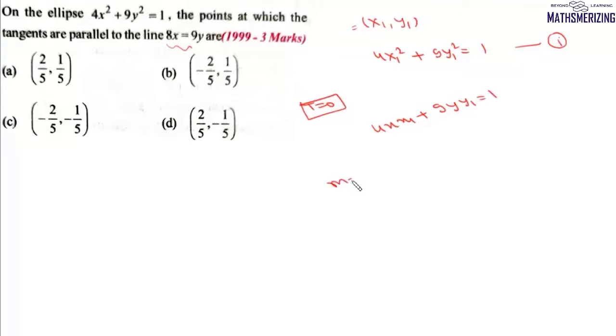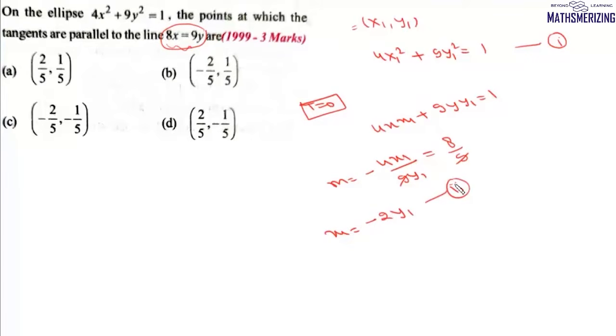Now what is the slope of this line? The slope of this line is minus the coefficient of x upon the coefficient of y, so there will be -4x1/9y1. Now it is given that the tangents are parallel to the line 8x = 9y, so the slope of this line is 8/9. Now here 9 will cancel, so we can write x1 as -2y1, and that's our second condition.